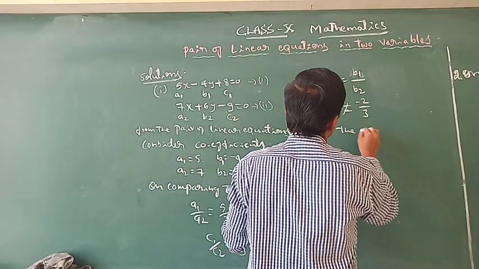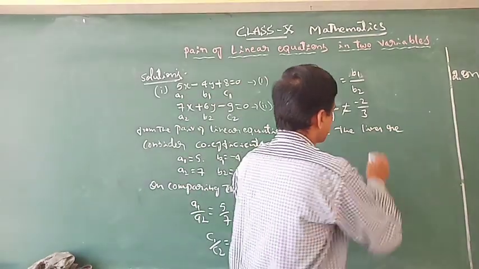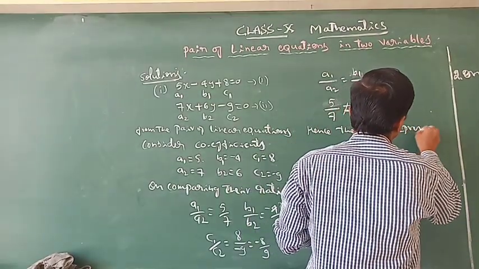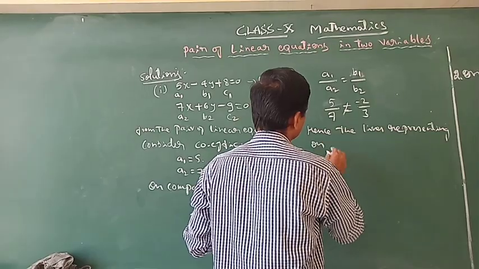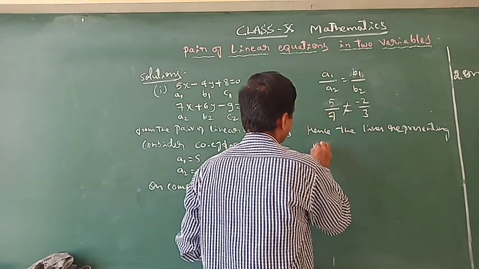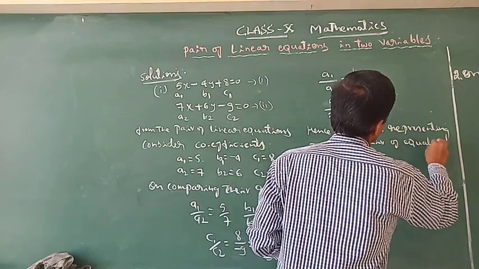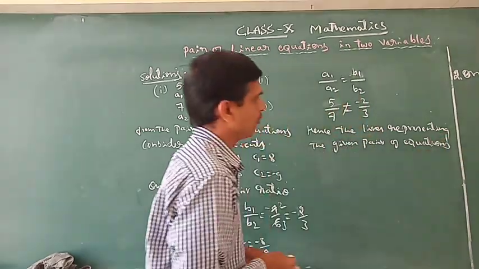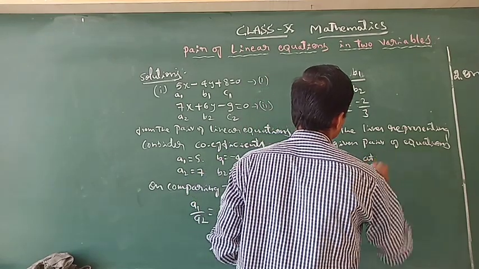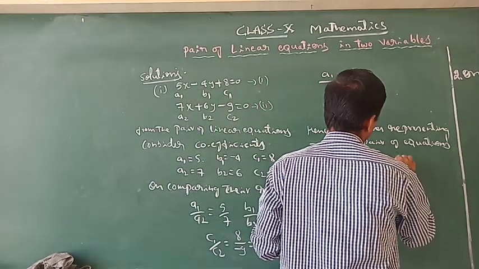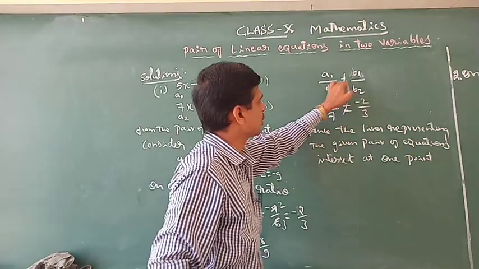Hence the lines represent, suppose you want to represent these equations graphically, the lines will appear. The lines representing the given pair of equations intersect at one point. Intersect at one point, because look here, A1 by A2 is not equal to B1 by B2 here.